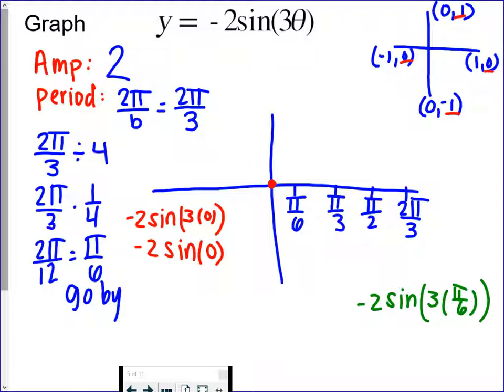If you set this up correctly right here, you're going to keep going around that circle like we've been doing. Like I said, if I have to do a little bit of work at the beginning to make this really simple, then I'm going to do it, okay? So if I plug in pi over 6, that got me at pi over 2, and my value there is 1. So 1 times -2 gets me -2.